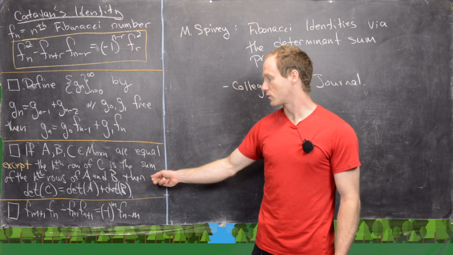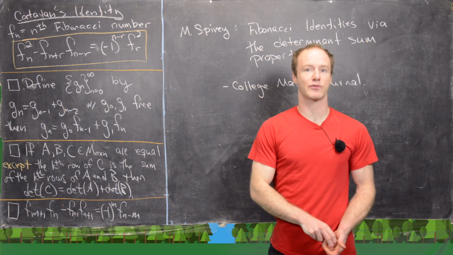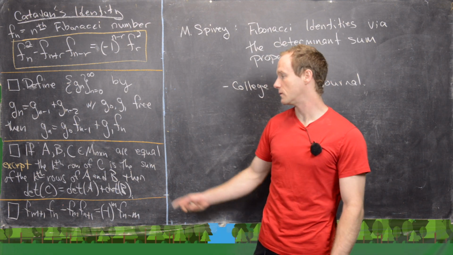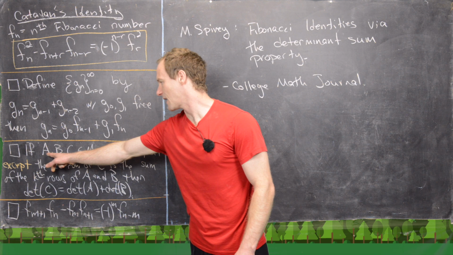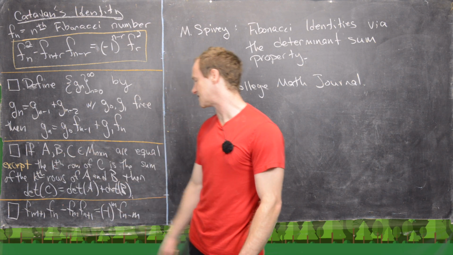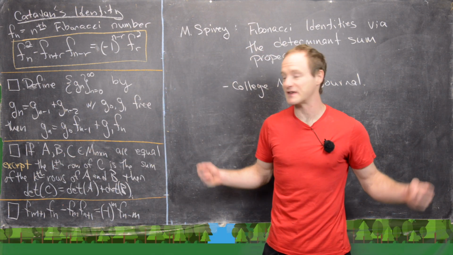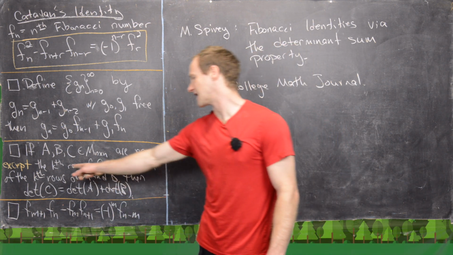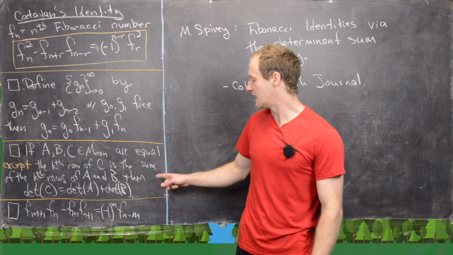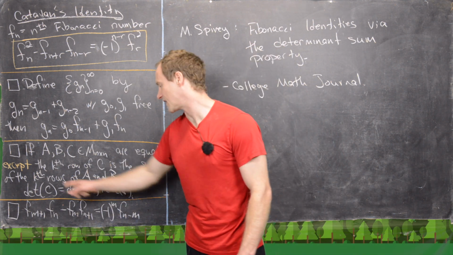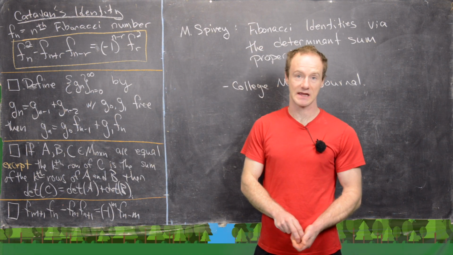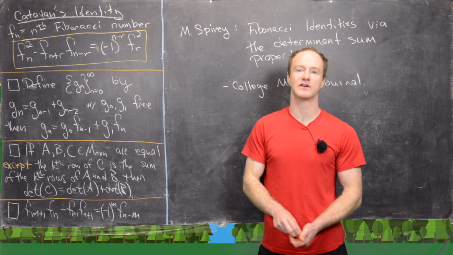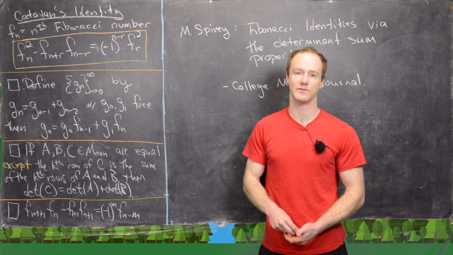Then next, we're going to prove this determinant sum property, which was new to me, and I was excited to learn something new. And that says if you've got n by n matrices A, B, and C, and they're completely the same except for one row, and in that case, the kth row of C is equal to the sum of the kth rows of A and B, then we have this property that the determinant of C is equal to the determinant of A plus the determinant of B.